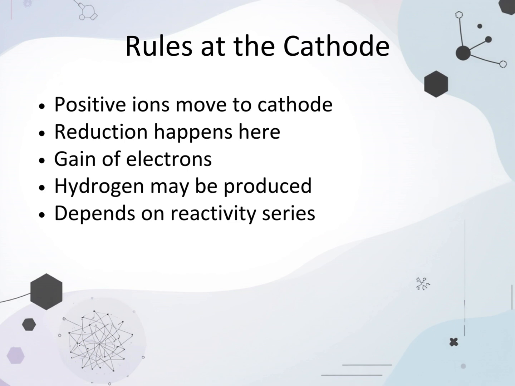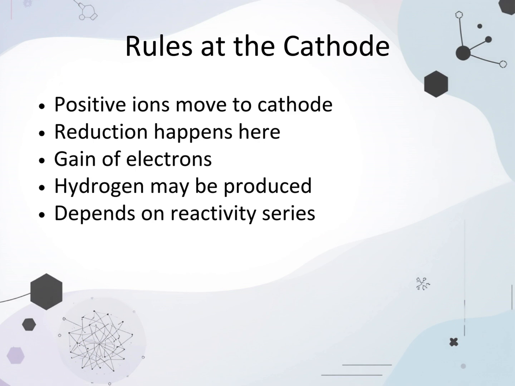Now, going on to the rules at the cathode. The cathode is a negative electrode, and this is where reduction happens, which means gain of electrons. At the cathode, positive ions arrive, they gain electrons, and they turn into atoms or molecules. In an aqueous solution, there is often a competition, because aqueous solution means you've added water, which means you've added hydroxide and hydrogen ions, so there'll be a competition between hydrogen ions and metal ions.